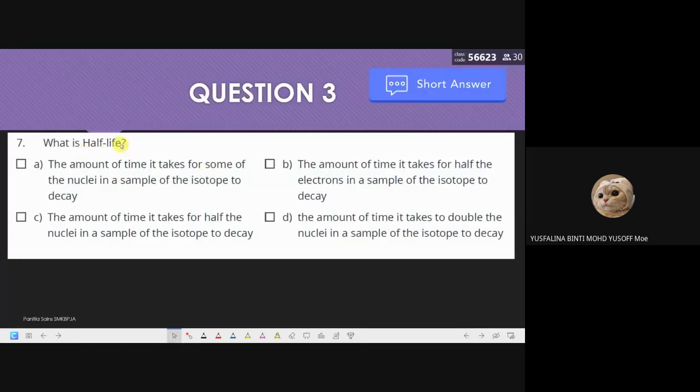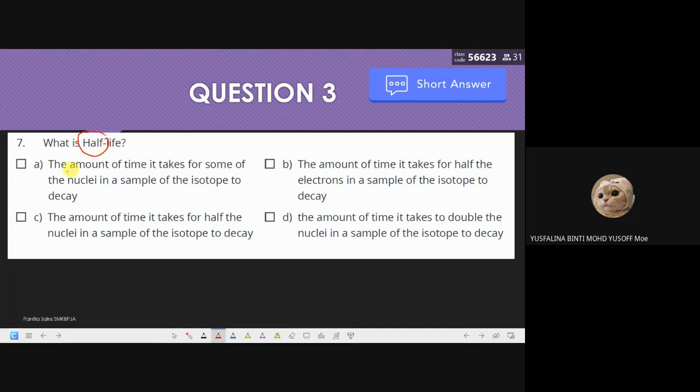So what is a half-life? Half-life is actually the amount of time it takes for half of the nuclei in the sample of the isotope to decay. So it must be half of it. So just now if I start from 10 gram, you divide by 2, it becomes 5 grams. So it must be half of 10 gram. So that's why we call it half-life.